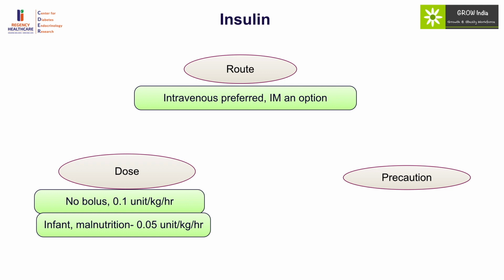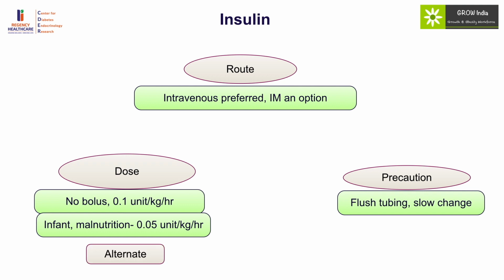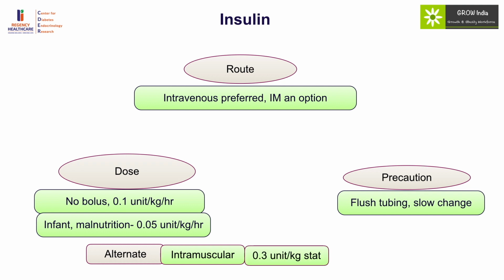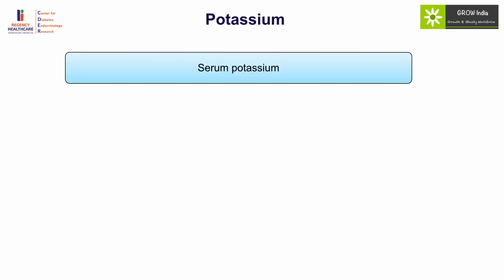One needs to be cautious that as insulin can stick to the tubing, it should always be flushed, and the change in the insulin dose should be gradual, of around 10-15%, rather than a dramatic increase, which often is done in this setting. In resource poor settings where intravenous infusion of insulin is not available, intramuscular regular or rapid acting insulin in the dose of 0.3 unit per kg followed by 0.1 unit per kg per hour may be considered.